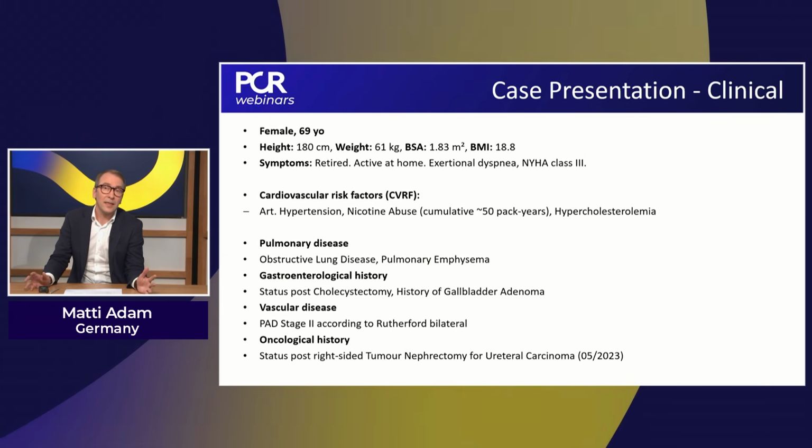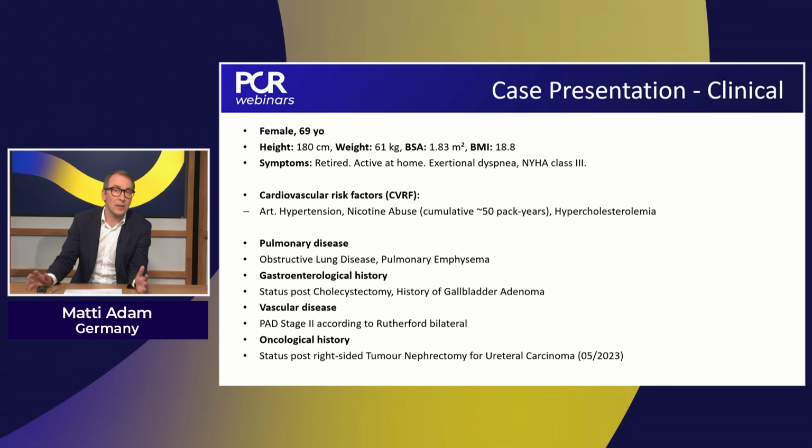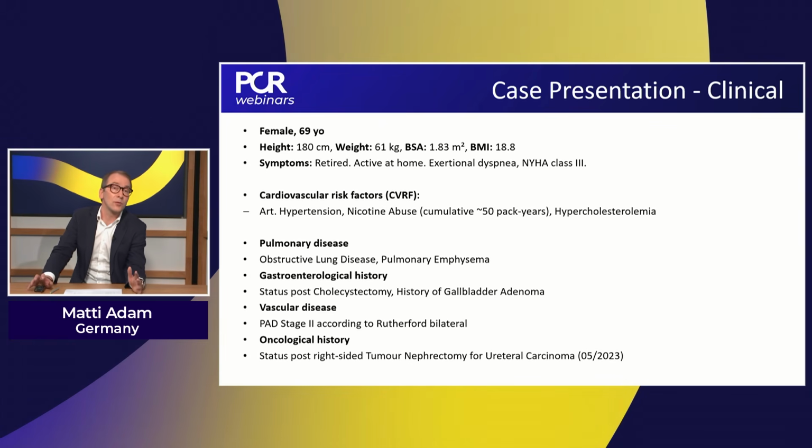So the clinical case presentation of our patient: it's a female, 69 years old, 180 centimeters in height, weight 61 kilos, so BMI 18.8, so really not obese, really a small person. Clearly had symptoms, is a retired patient, active at home, but had exertional dyspnea, New York Heart Association functional class 3. So really a symptomatic patient, and we definitely had to do something to improve that. Cardiovascular risk factors were arterial hypertension, nicotine abuse, hypercholesterolemia, so the classical ones.